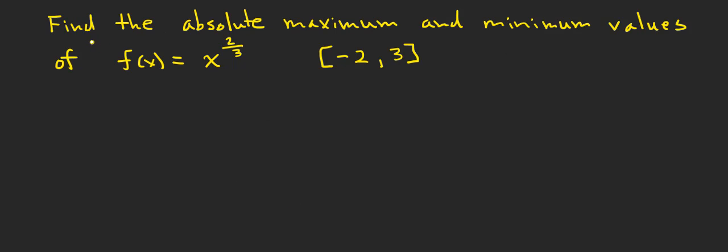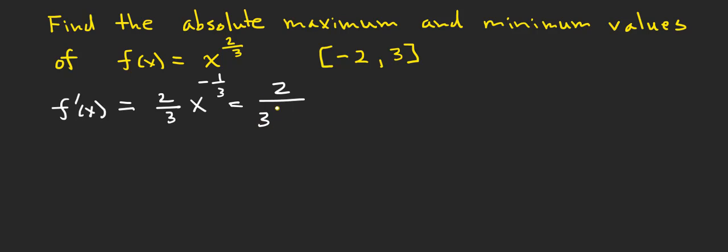It's asking you to find the absolute maximum and minimum values of f of x on this closed interval. So in order to do that, we need to find the critical point, because the absolute max and absolute minimum could occur at a critical point in the interior, and also we have to check the endpoints. So first, let's find the derivative of f of x. We end up getting 2 over 3 x to the negative 1 over 3, which will be 2 over 3 cube root of x.